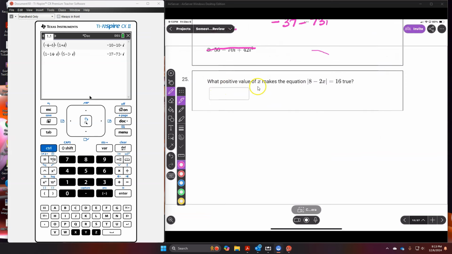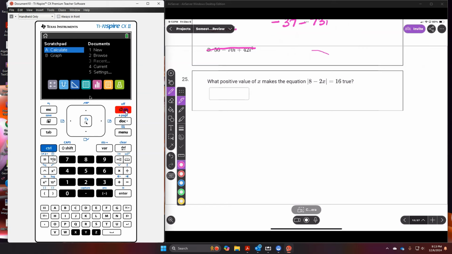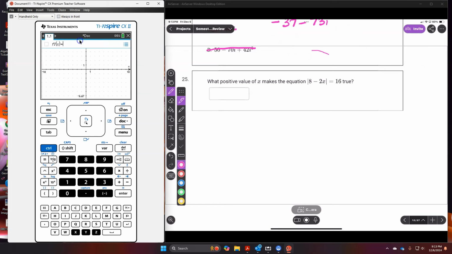What positive value of x makes the equation true? So if you want, I'm okay with you solving by graphing. So I'm going to go to the graph here. So here's a graph. I have absolute value. Remember where absolute value is. And I have 8 minus 2x, right? Enter. Now you can press tab.